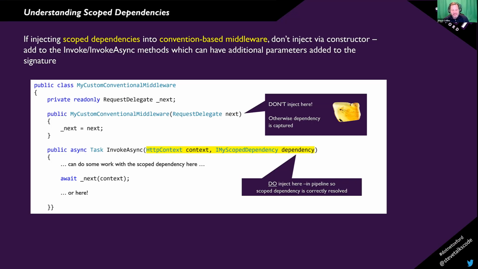If you have dependencies other than the HTTP context, the convention is that you add them to your invoke async method as additional parameters. And through magic, they suddenly appear when it's called by the pipeline. But how does it really work?